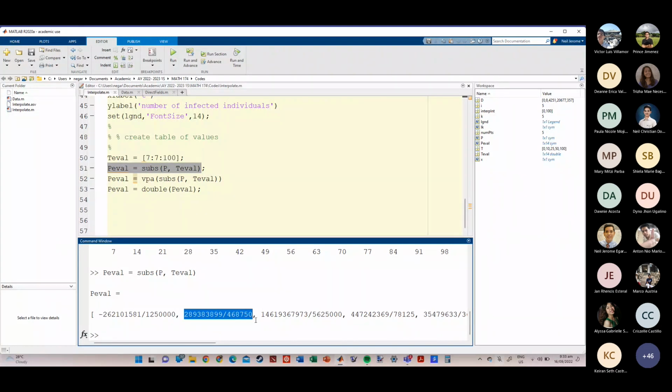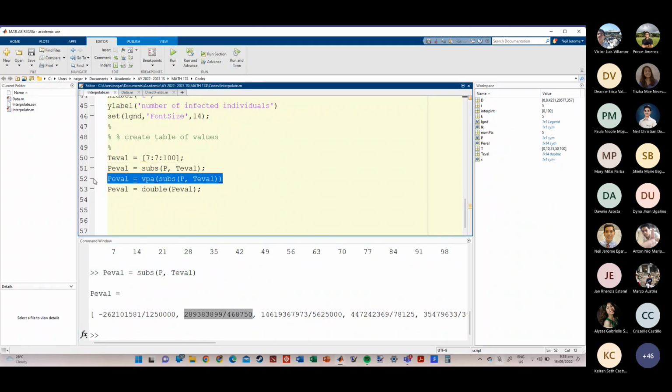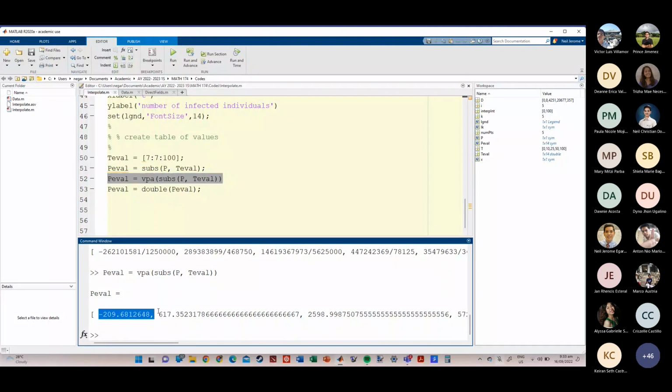Kung gusto niyo ay exactong number. Pero kung gusto naman natin ay decimal values, mag-VPA lang uli ako. Pag nag-VPA ako, line 52, naka-symbolic pa rin siya, pero nakaganto na siya. Naka-decimal symbols. Naka-decimal na yung kanyang representation.